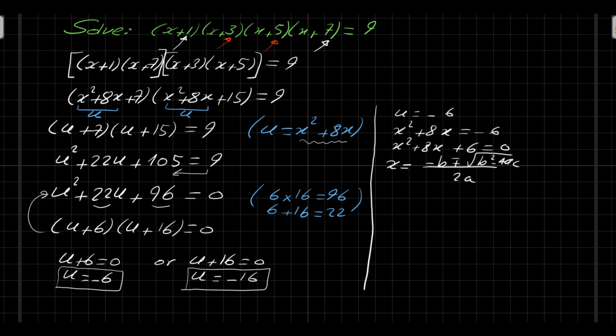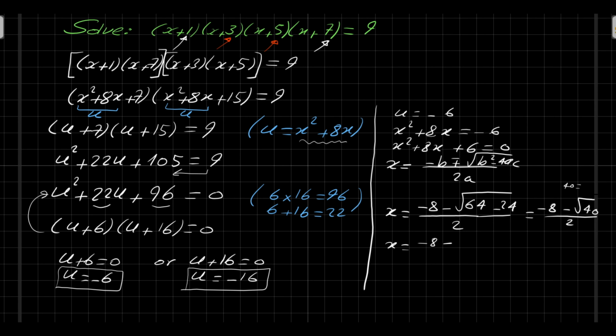So the roots here: x equal negative b, which is negative 8, plus or minus the square root of b squared, this is 64, minus 4 multiplied by 6, 24, over 2a, which is 2. So x equal minus 8 plus or minus square root of 64 minus 24, this is 40, over 2.